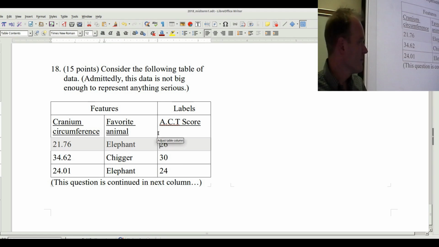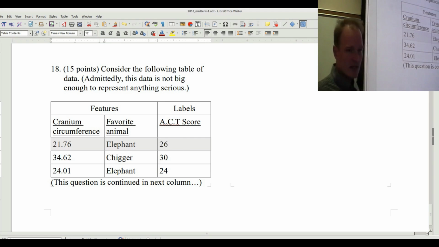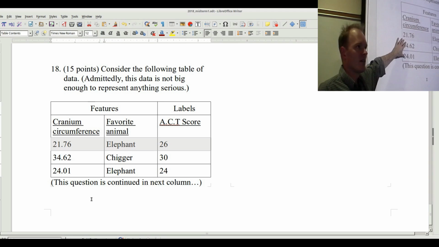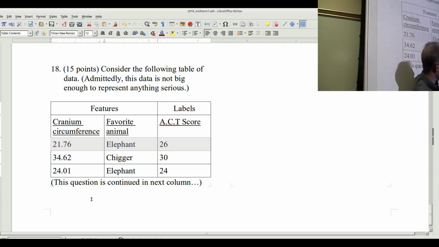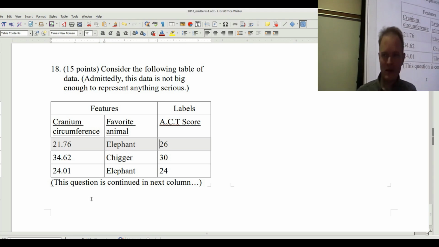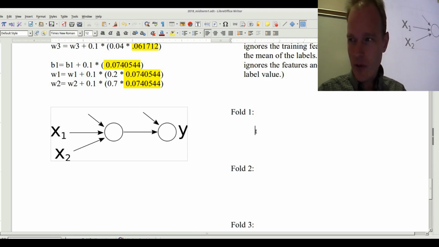So the baseline algorithm, as described, computes the average of your training data. What's your training data on the first fold? So these 2 rows, right? It's not all 3 rows, just these 2. So the average of 24 and 30 is 27. So in fold 1, it will always predict 27.